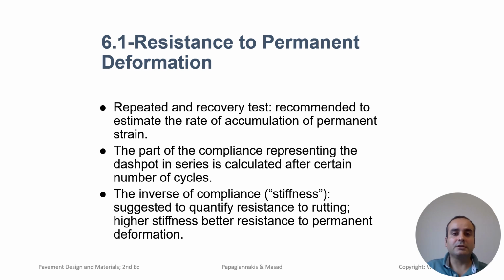A key measure derived from this test is the inverse of compliance, often referred to as stiffness. The stiffness is suggested as an indicator of the material's resistance to rutting. Materials with higher stiffness are better able to resist permanent deformation, making them more effective in preventing rutting under traffic loads. Therefore, higher stiffness values are generally associated with better long-term performance in terms of preventing rutting and deformation.